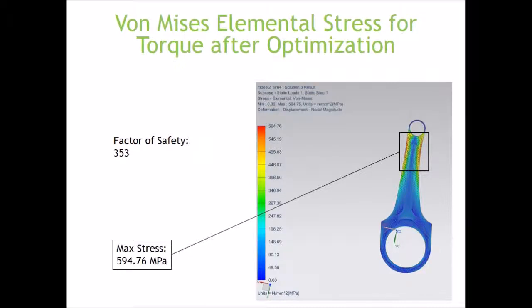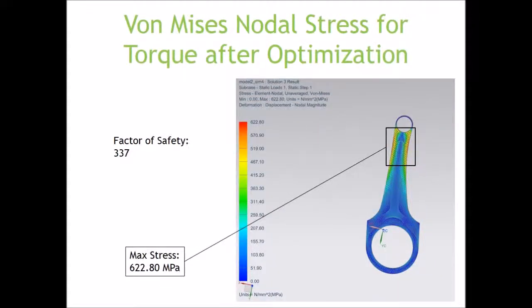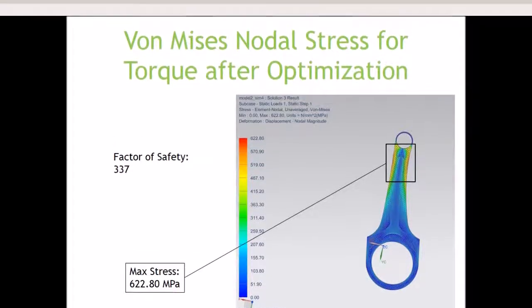The von Mises elemental stress was analyzed and found that the maximum stress was about 595 megapascals, which is reduced from the original 629 megapascals. The factor of safety was then found to be 353. The von Mises nodal stress found that the maximum stress was 622 megapascals and the factor of safety was reanalyzed.